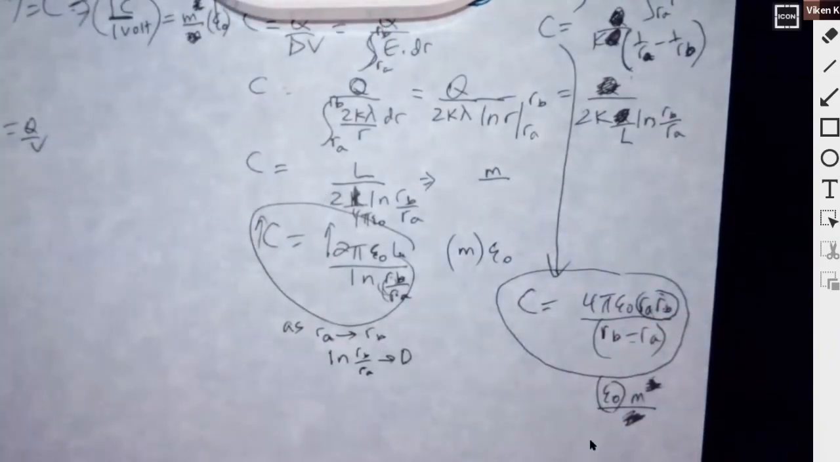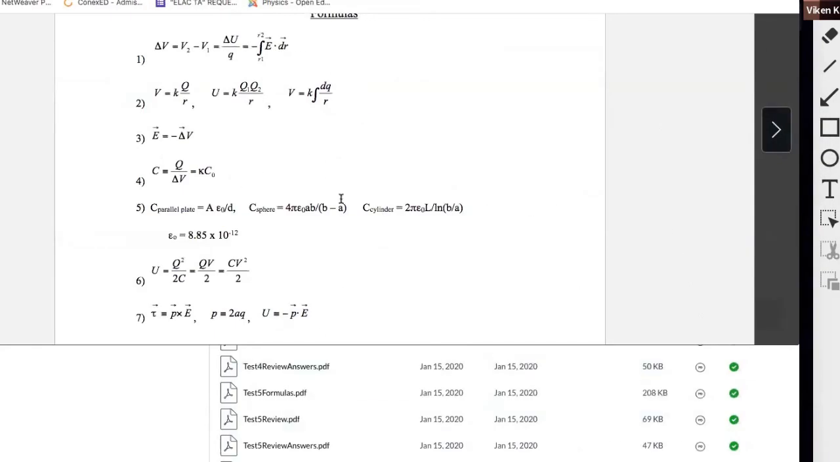Let's see if that was the equation. Yeah, you see 4 pi E0 times the product of their radii divided by the difference of their radii. Okay, cool.